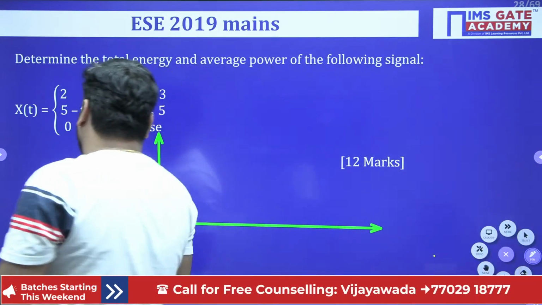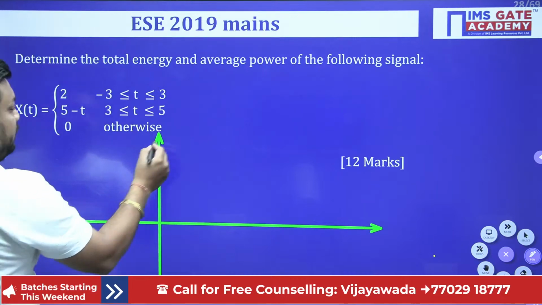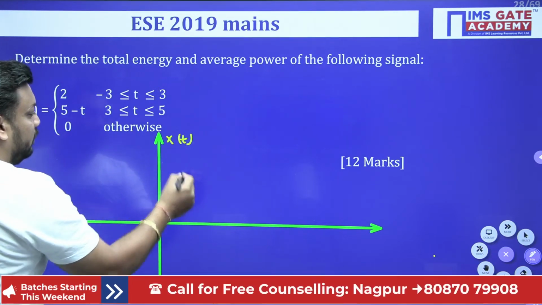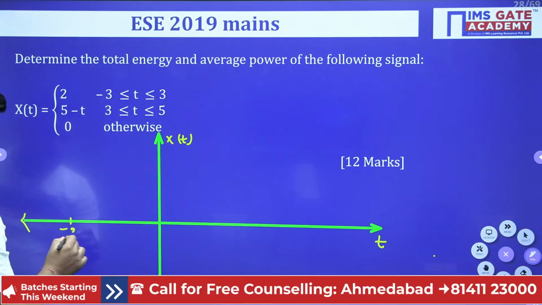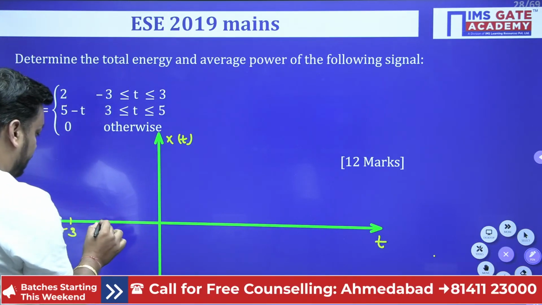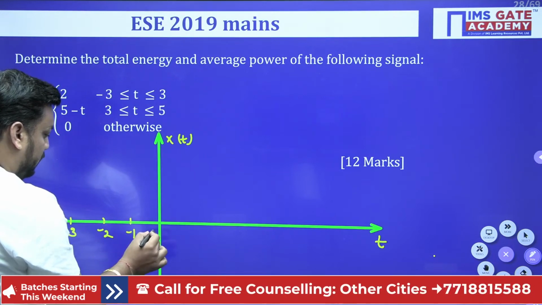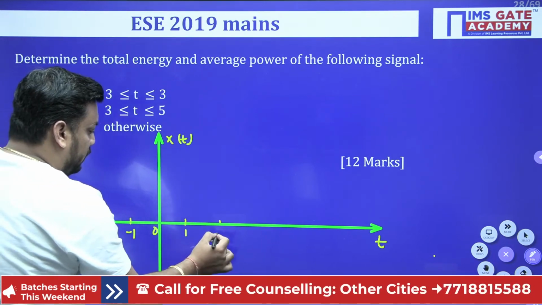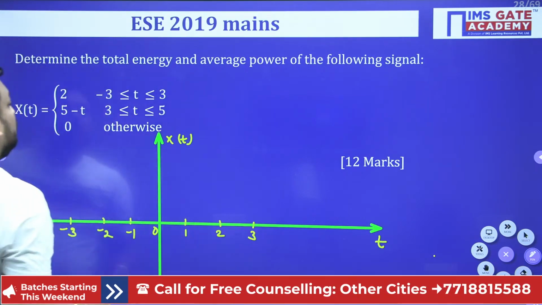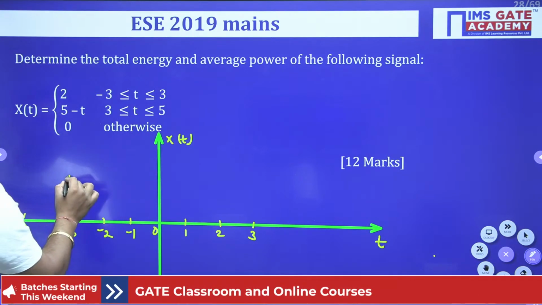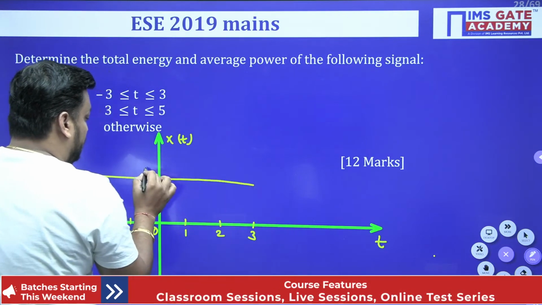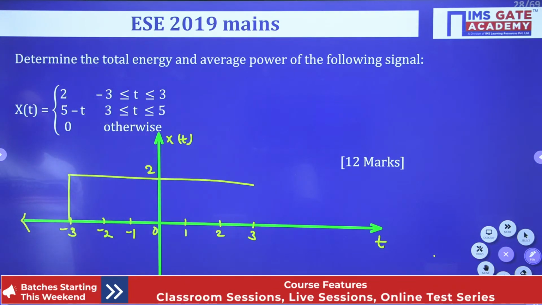Tell me, student, minus 3 to plus 3. Here we have the signal x of t with respect to t. The axis is marked at minus 3, minus 2, minus 1, 0, 1, 2, 3. We have to start from minus 3 to plus 3, so the magnitude value is plus 2. From minus 3 to plus 3, we have the magnitude plus 2.